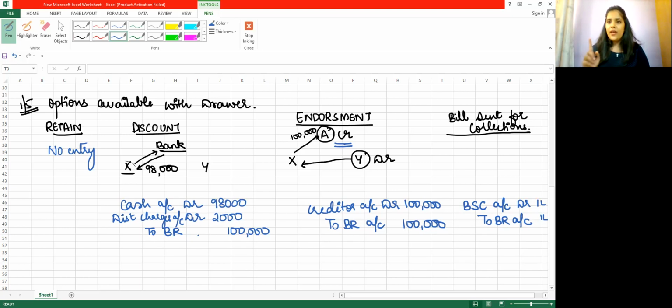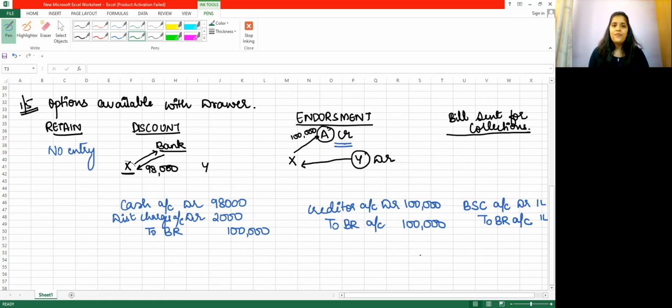Okay. So in this case also, the bill is going out, but you're not discounting. Your bank is holding it, and the bank, on the due date, on your behalf will go and collect it from Mr. Y and put the money in your account. So in these three cases, the bill is going out. In the first case, you are holding the bill. That's why no entry. Now, these were the entries in the books of Mr. X, that is the drawer.